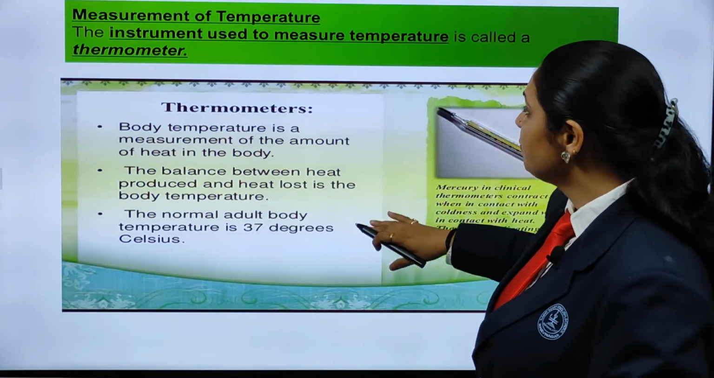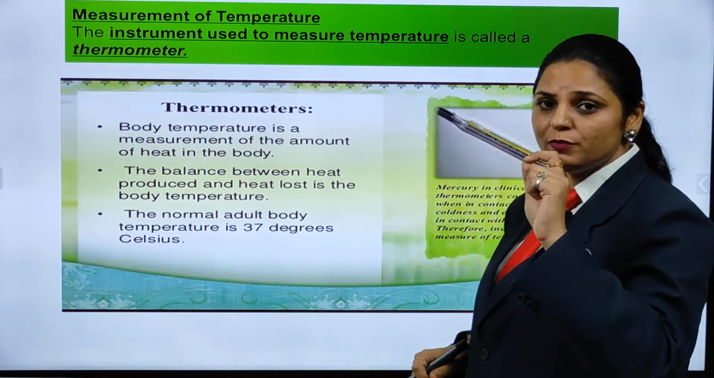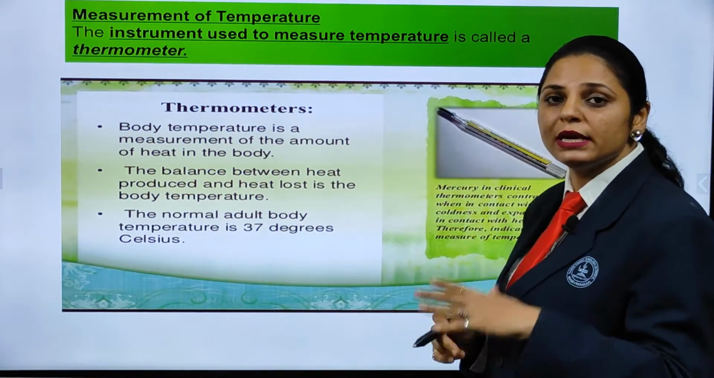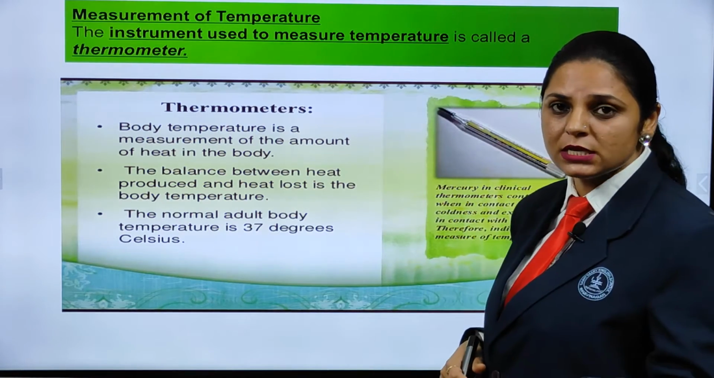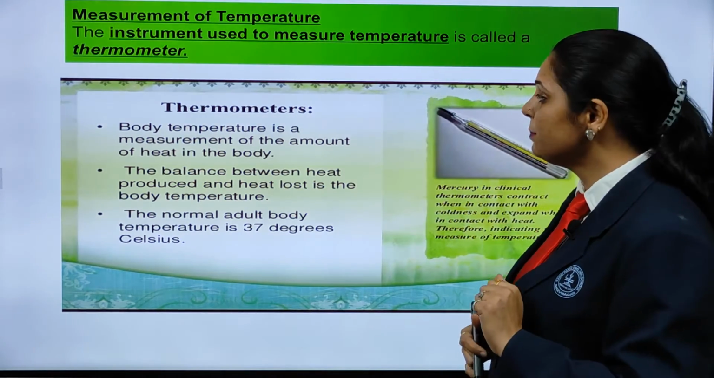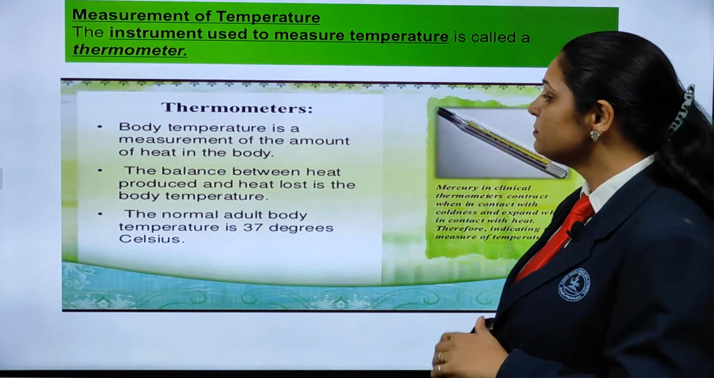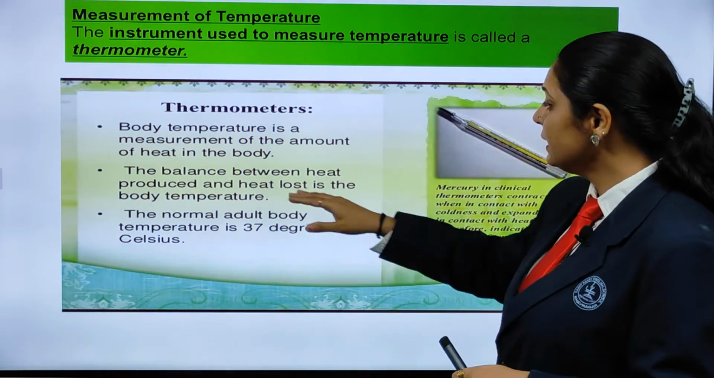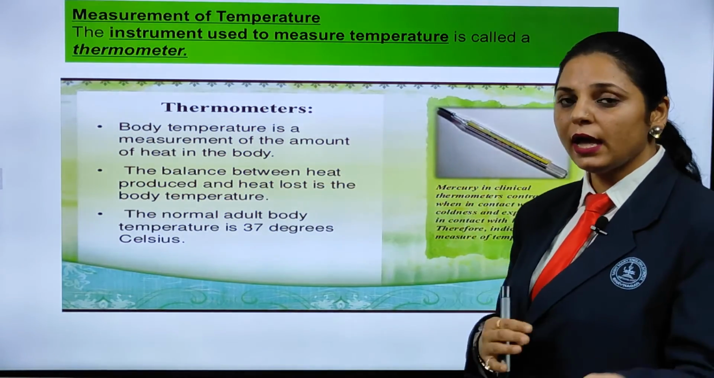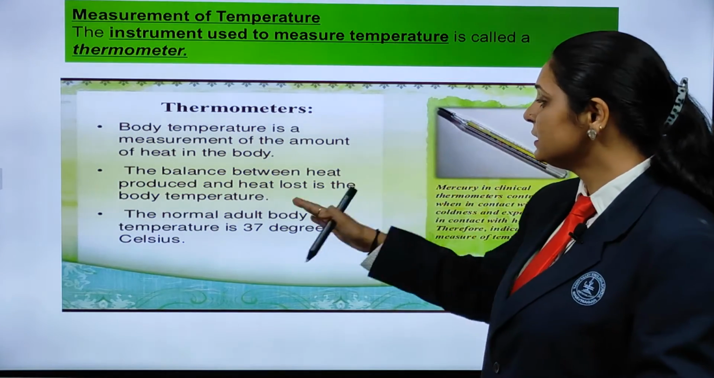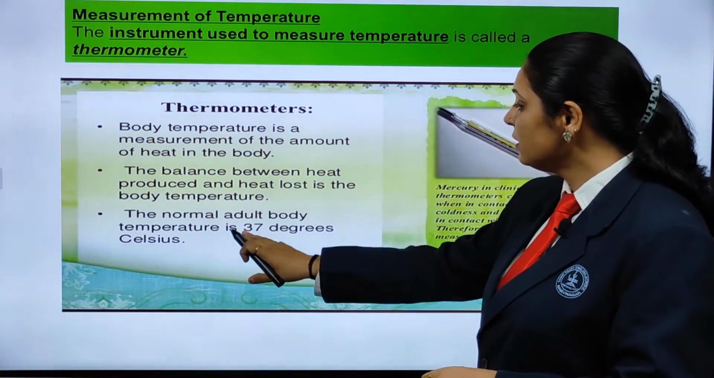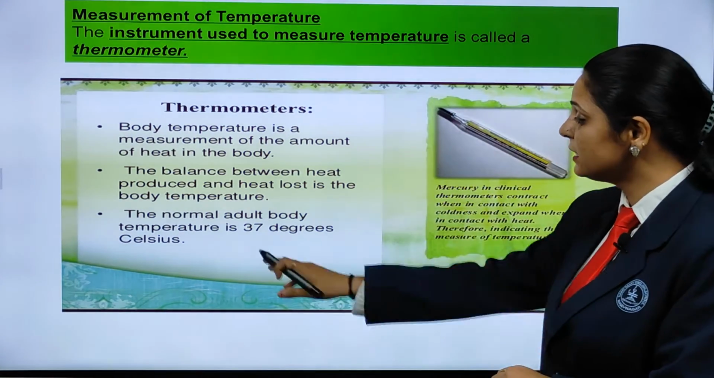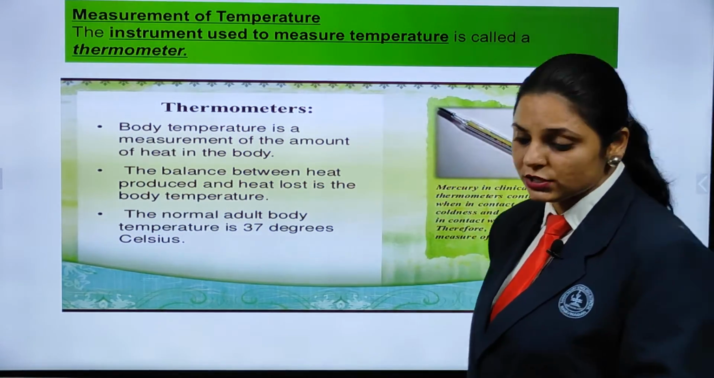To measure the temperature, the instrument used is known as a thermometer. You must know what exactly the thermometer is. It is used to measure the temperature. The body temperature measures the amount of heat in the body, and the balance between the heat produced and the heat that is lost. That is the case with body temperature. And the normal adult body temperature is 37 degrees Celsius.